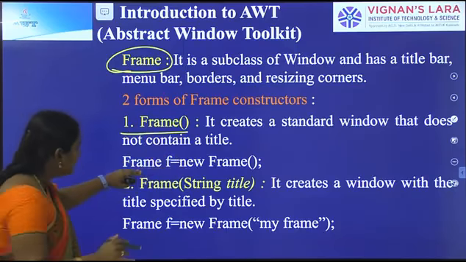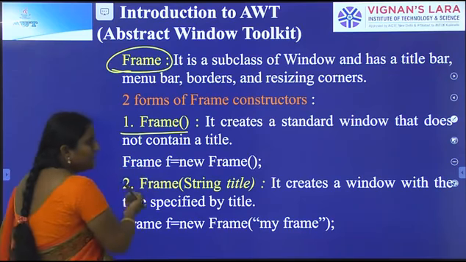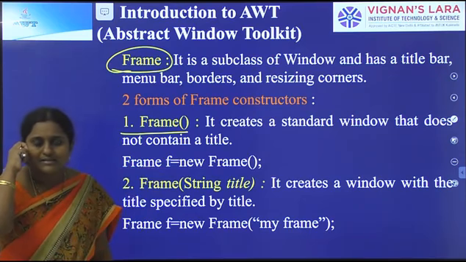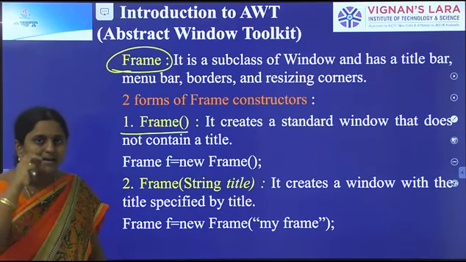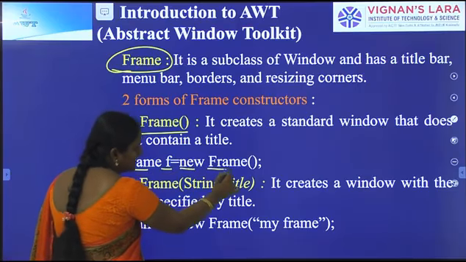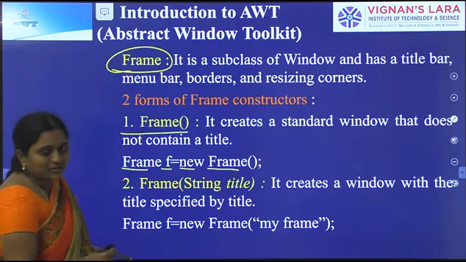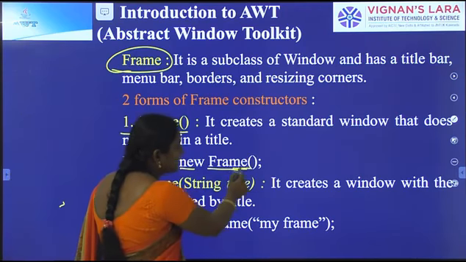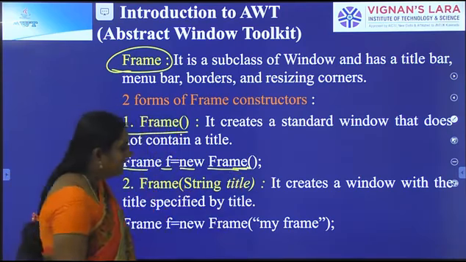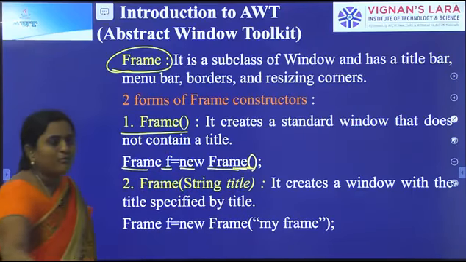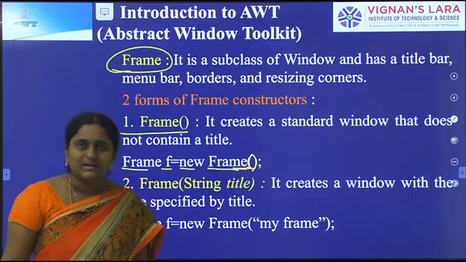Whenever an object of the class is created, constructors are automatically invoked. Here I am creating an object of the frame class: Frame f = new Frame(). You already know the syntax of creating an object in Java. Here it is the default constructor, which means it does not contain a title.